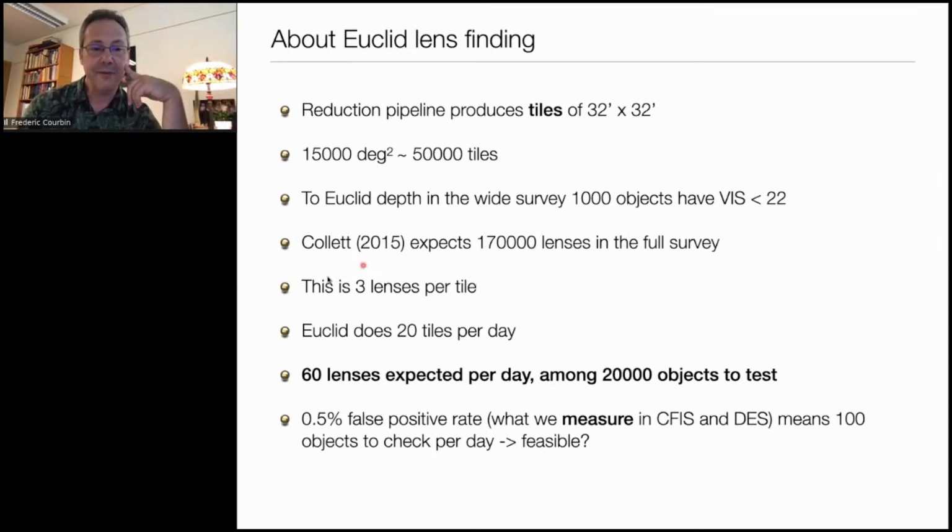Now, this means we'll have 3 lenses per tile. Euclid does 20 tiles per day. So it means we need to find 60 lenses per day among 20,000 objects to test. Now, the false positive rate is around 0.5%. Looks nice, but it's not nice enough, because that means 100 false positives every day that you have to inspect for 7 years of the survey.